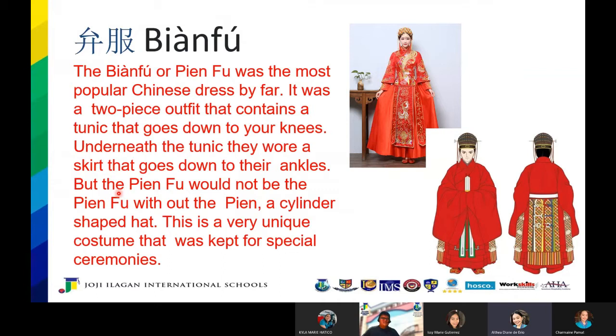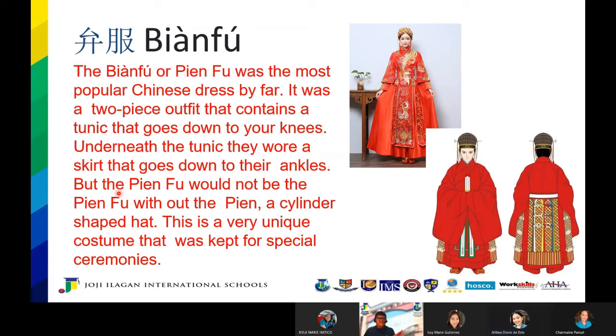The Bianfu or Pianfu was the most popular Chinese dress by far. It was a two-piece outfit that contains a tunic that goes down to your knees. Underneath the tunic, they wear a skirt that goes down to their ankles. But the Pianfu would not be a Pianfu without a pian, a cylinder-shaped hat that is a very unique costume that was kept for special ceremonies.